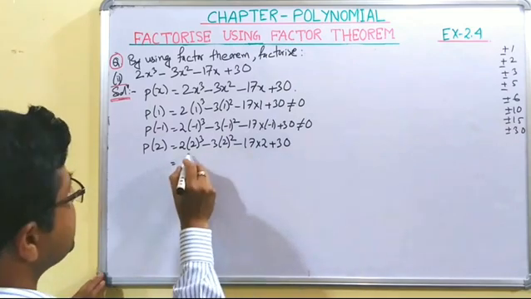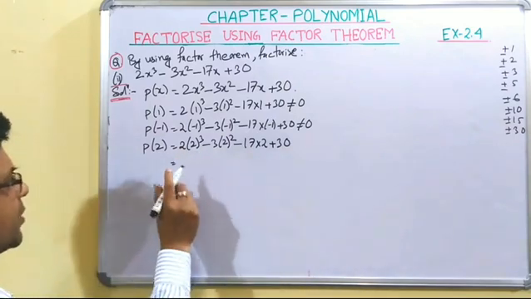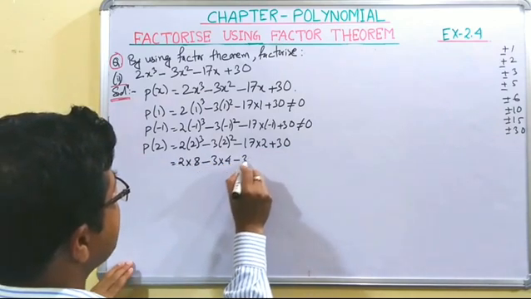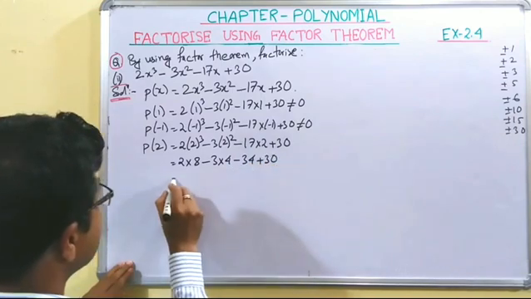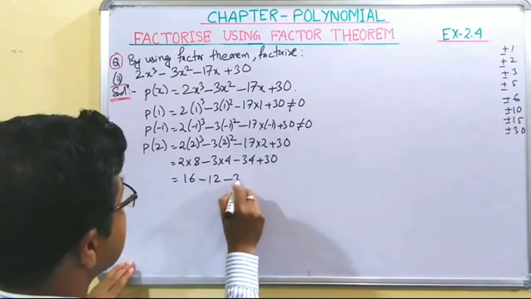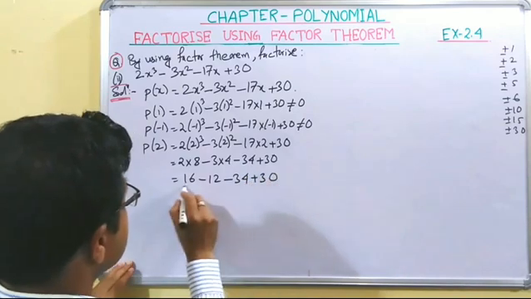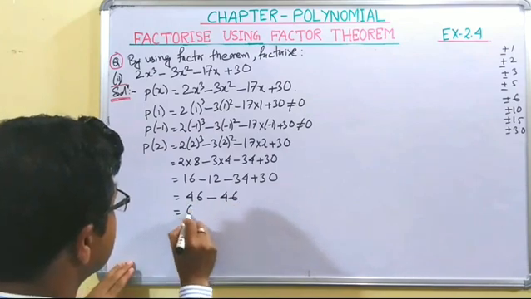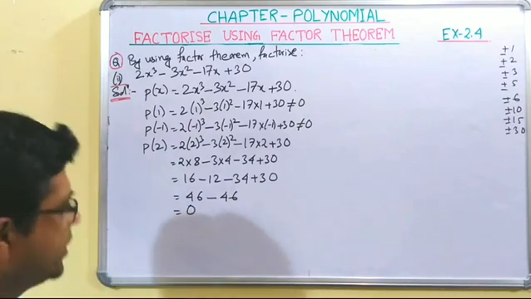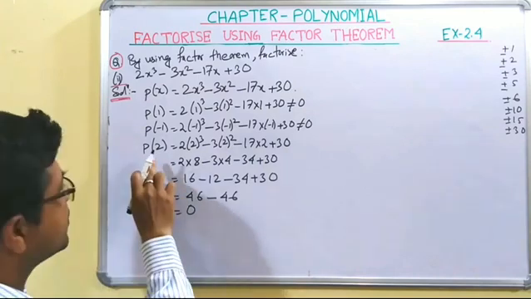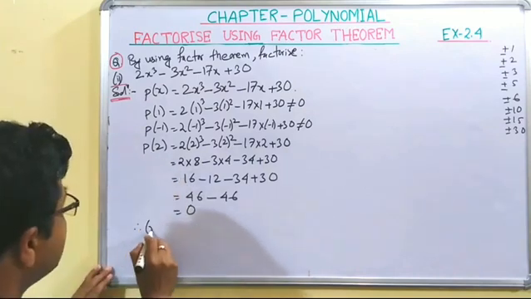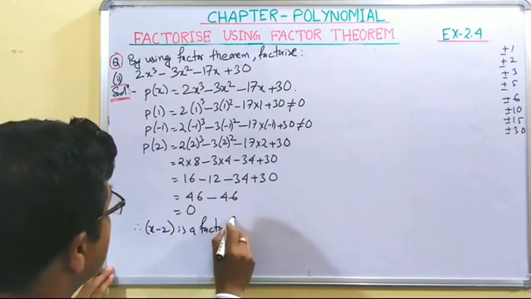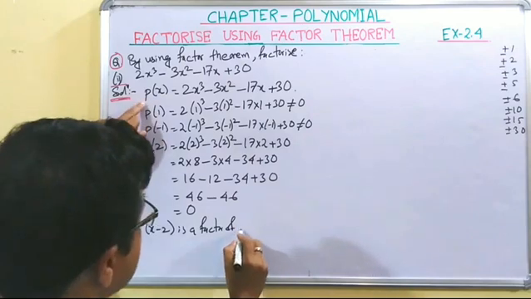Okay, here we will get, you see, I am not skipping any step. 16, minus 12, minus 34, plus 30. Their sum is 0. The remainder is 0. Okay, as the remainder is 0, so what is the conclusion? x minus 2 is a factor. Therefore, x minus 2 is a factor of P of x.